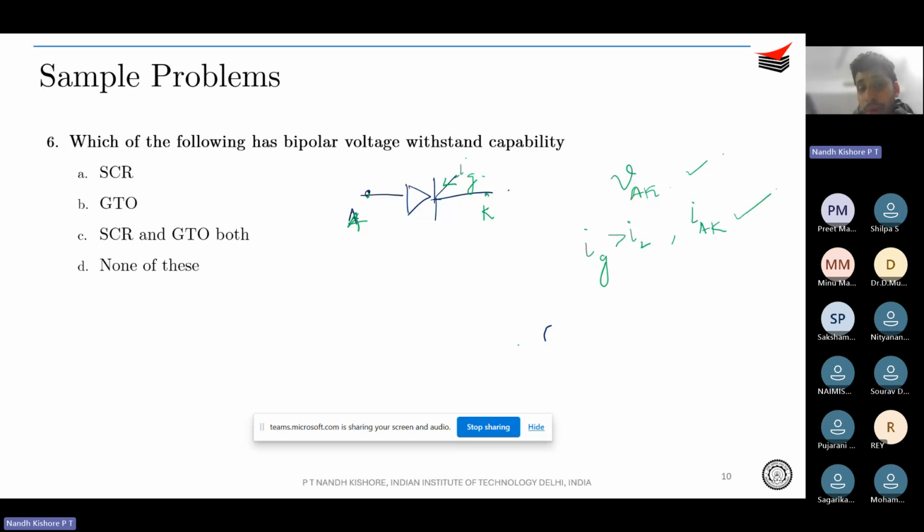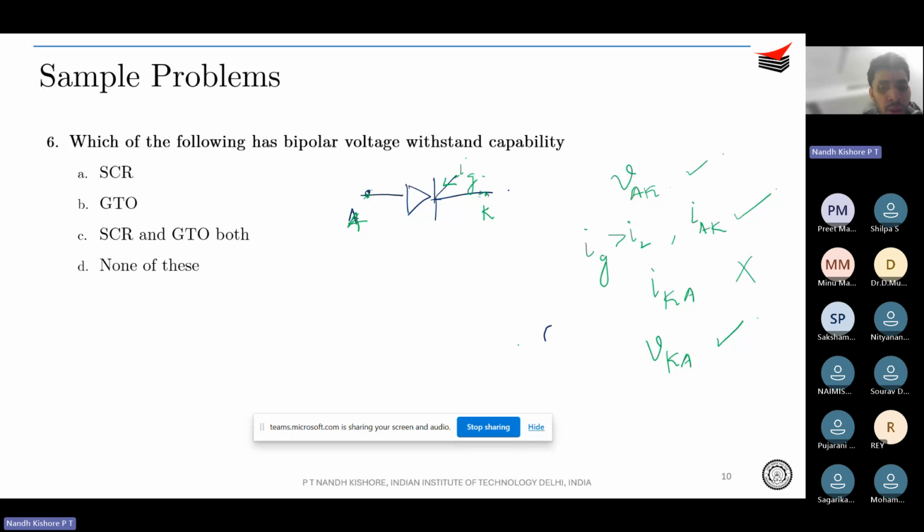Okay, IAK is also possible. However, IKA is not possible, right? Why? Because it's like a diode. It can conduct current only from anode to cathode. The reverse is not possible, unless you have some other arrangement. So IKA is not possible. And can it block VKA? Yes, it can block VKA. Why? Because, going back to the reference of a diode, you can block voltage between cathode and anode. Here we see that it can also block voltage between anode and cathode, provided you don't give any gate current.